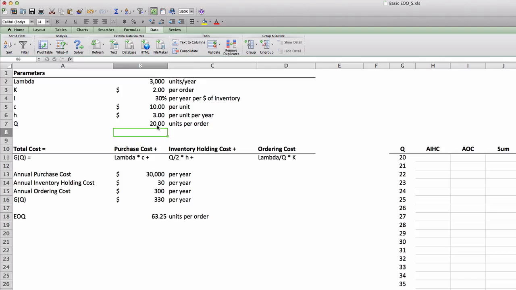Now let me reset this to 20 units for now, and let's take a look at this data table to the right here. What we're going to do is compute annual inventory holding costs, AIHC, and annual ordering costs, AOC, as a function of different values of order quantities. So for 20 units per order, we already know that the annual inventory holding cost will be $30, and likewise the annual ordering cost will be $300. So the sum of those two, our G of Q, would simply be $330.